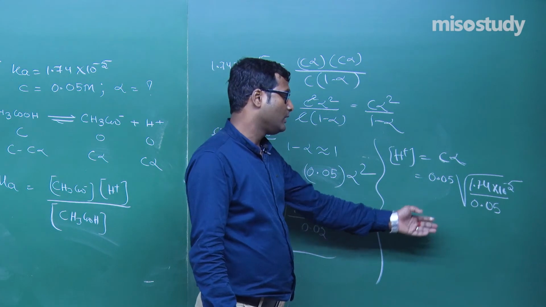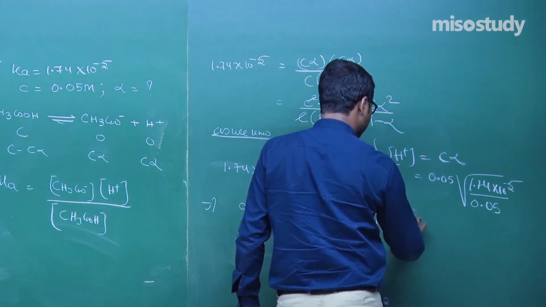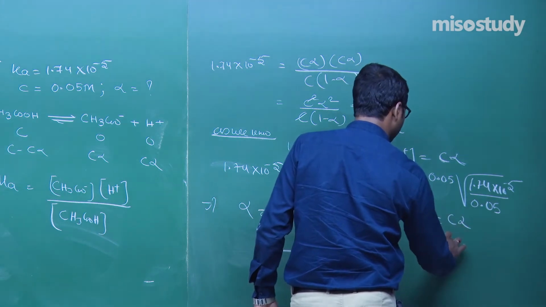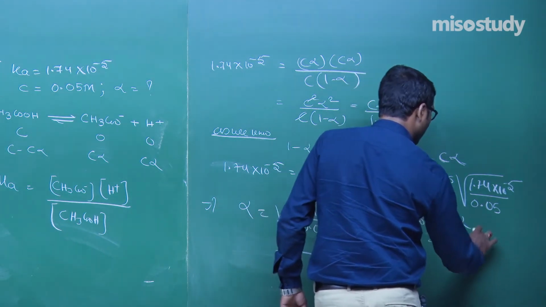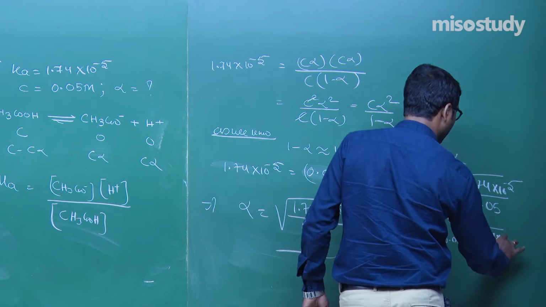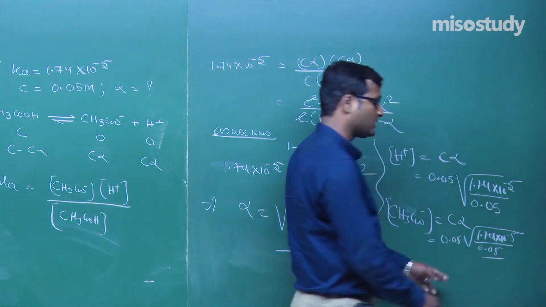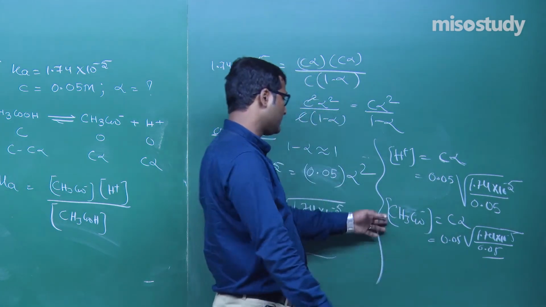Clear? It's not an issue. Now, what is the acetate ion concentration? Similarly, COO minus, that is C alpha. Put the value 0.05 root under 1.74 into 10 to the power minus 5 upon 0.05. Is it visible? Now, this gives the acetate ion.